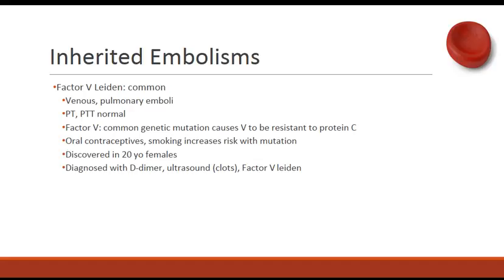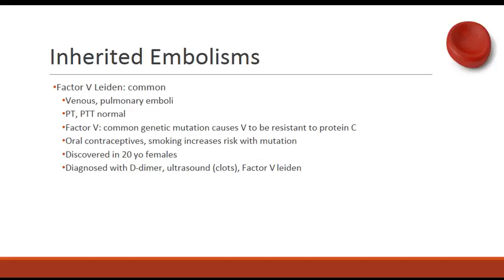Factor V Leiden is a very common disease, and I know somebody that has this or did have this, and she actually died from a pulmonary embolism. So it's rather common. It's inherited. The patients usually have venous or pulmonary emboli.